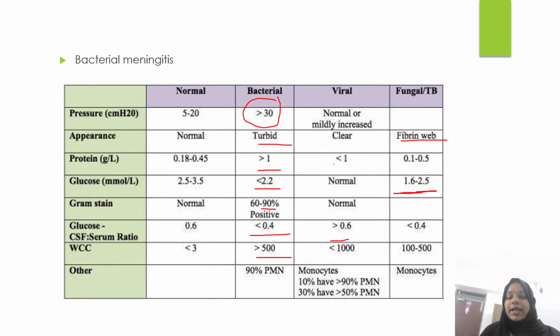WBC will be more than 500 in bacterial, and that is mainly neutrophils, and in viral it can be less than 1000, fungal can be 100 to 500. Mainly it can be lymphocytes. That is the difference.